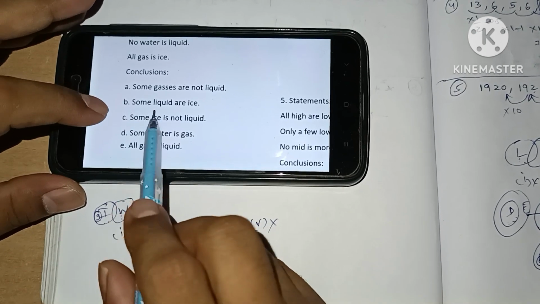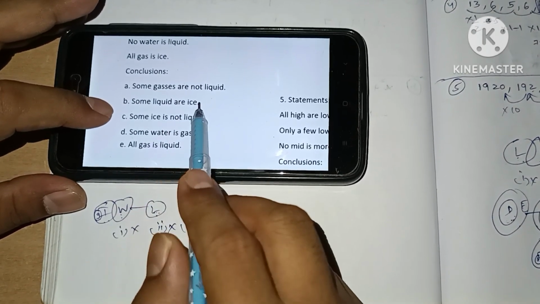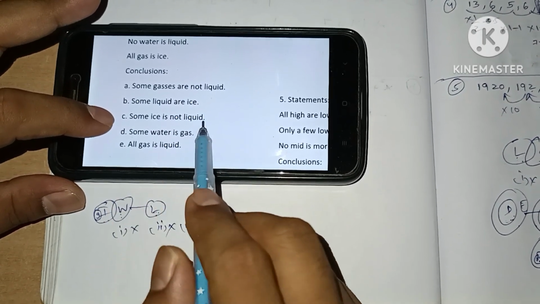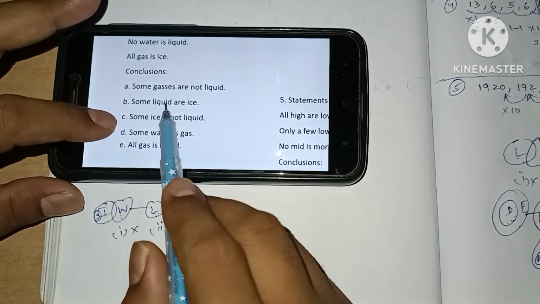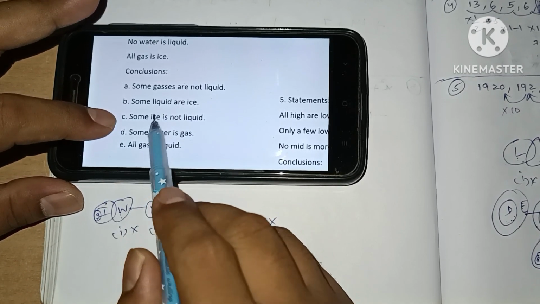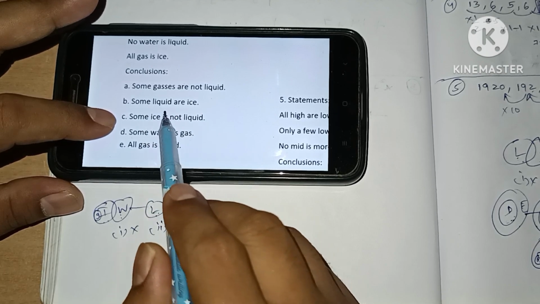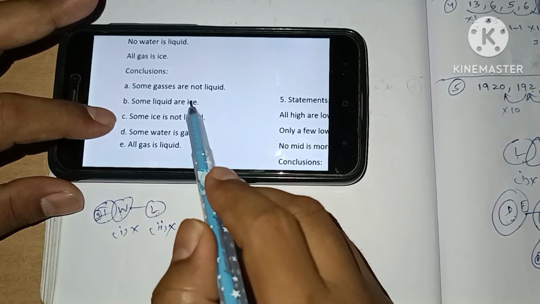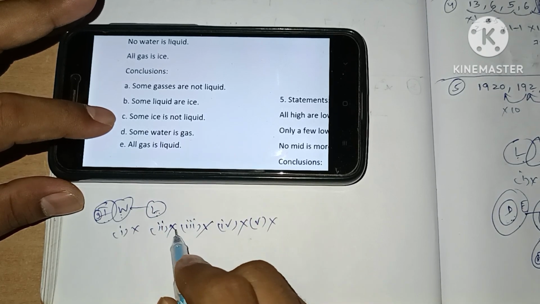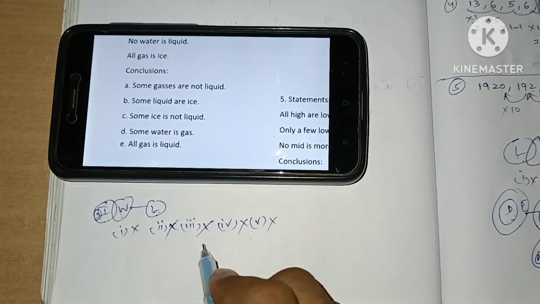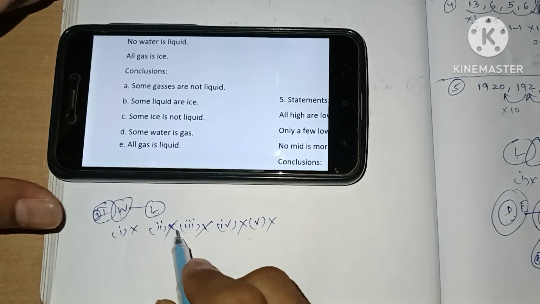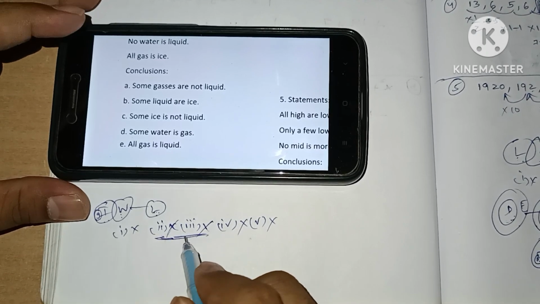Here in this case we see some liquid are ice and some ice is not liquid. Even though it is a positive statement and a negative statement and having the same words, the suffixes and prefixes are not the same. So these are neither nor only. I'm telling about these two are neither nor.